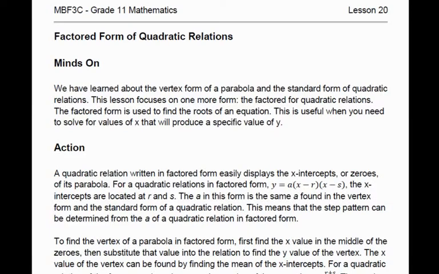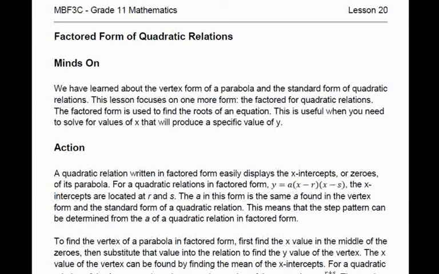Okay, our last lesson is on the factored form of quadratic relations. Now, we've learned three different forms. We learned the vertex form, which is used to find the vertex easily. We learned the standard form, which is used to find the y-intercept easily, but it's also used mainly for simplified algebra, making it easy to find out x and y values.